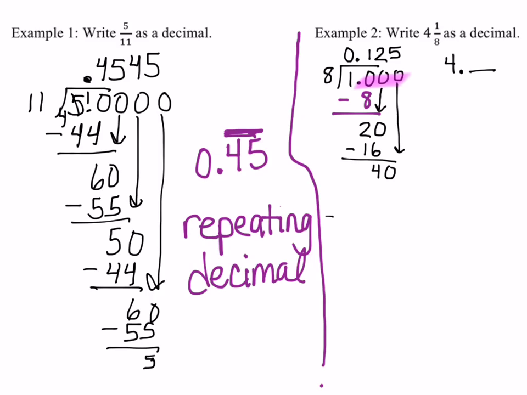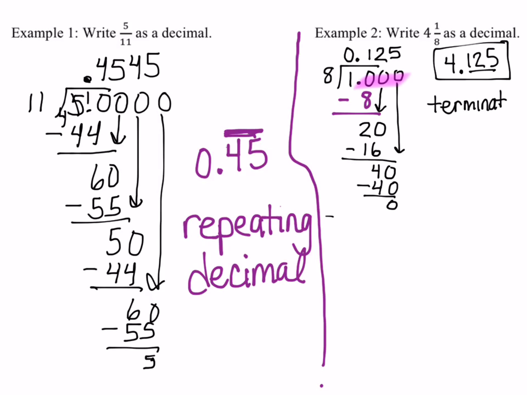Eight goes into 40 5 times. Subtract the 40, we get a remainder of 0. So this would be the decimal 4.125. This is a terminating decimal.